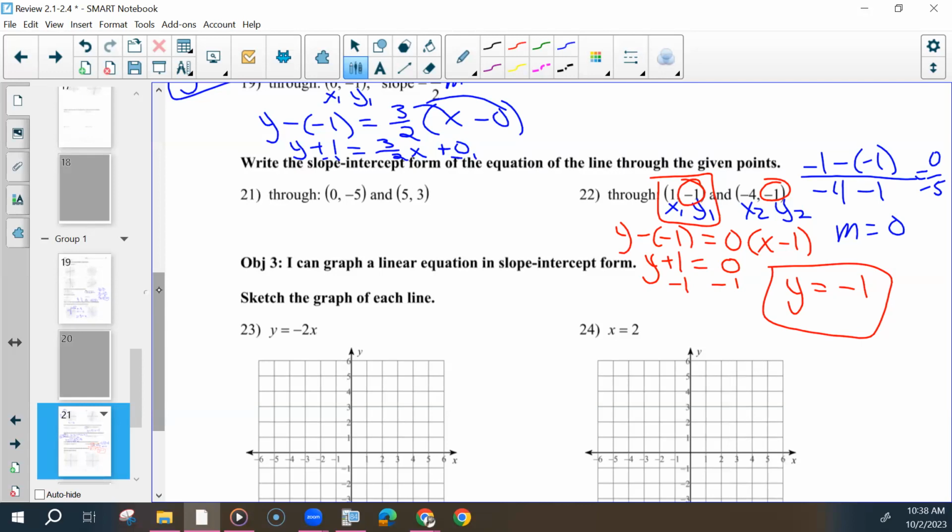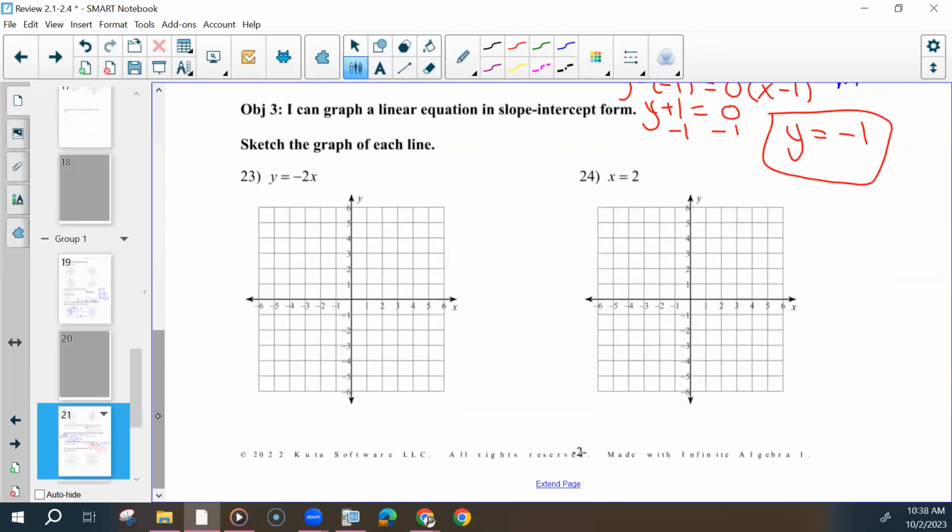Okay, so now let's go on to graphing. We have 23 through 26. Any of those we want to see or go over? Three.